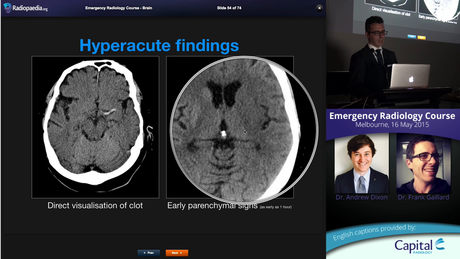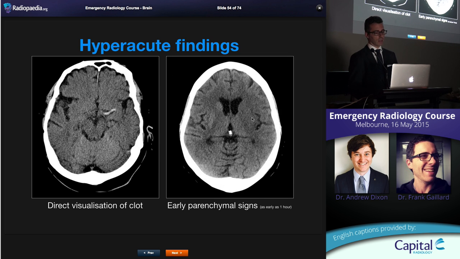So this patient already has parenchymal signs. And so the idea that parenchymal signs only show up after 6 or 12 or 24 hours, which you'll hear people say, is just wrong. You just need to look carefully.